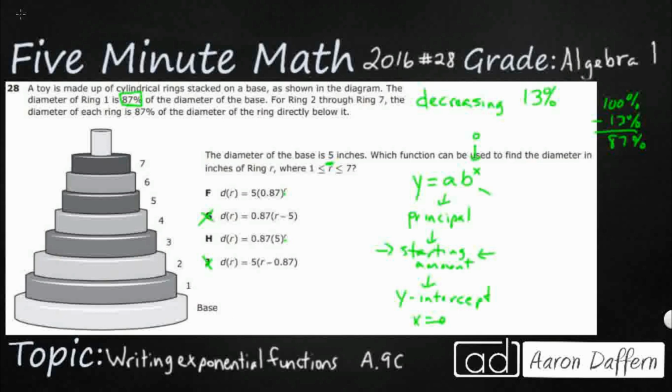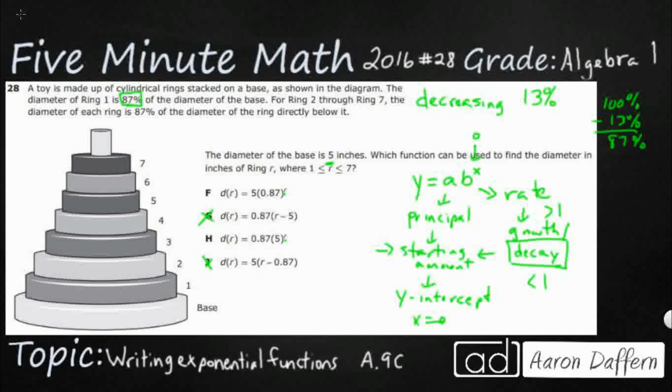This b here is going to be our rate, okay? And so it can either be a growth rate or a decay rate. But what is happening to our starting amount? Is it getting bigger or is it getting smaller? At what rate? It is a function, so it's going to have a constant rate. And in this case, we do have a decay rate because it's 87, since it's less than 1. If it's less than 1, it's going to be a decay rate. If it's greater than 1, it's going to be a growth rate. That's how we figure it out.